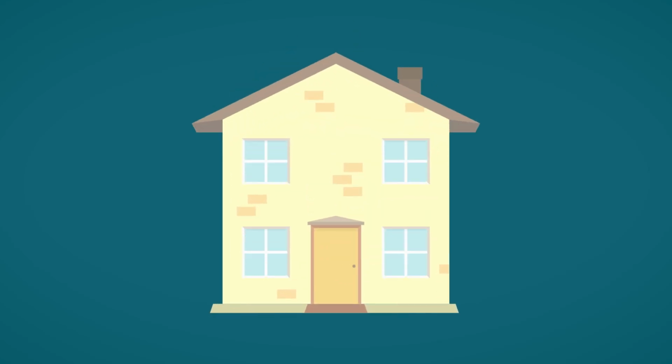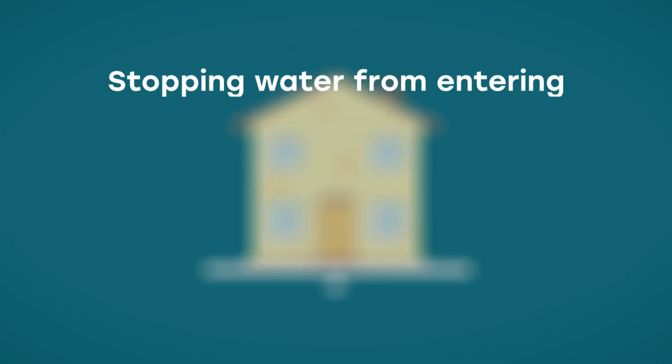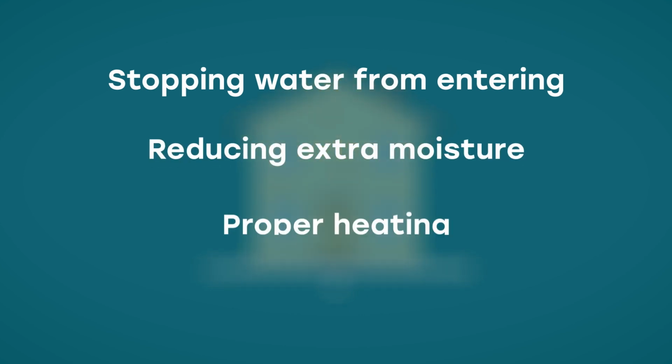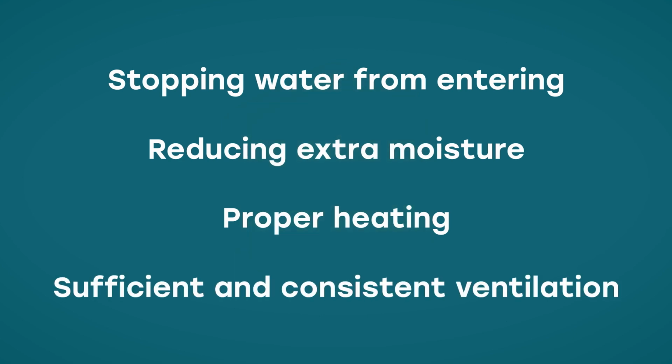Overall, we should look for a sense of moisture balance in the home. This can be achieved by stopping water from entering the home, reducing extra moisture from activities, ensuring proper heating of spaces, and prioritizing sufficient and consistent ventilation to keep homes mould-free.